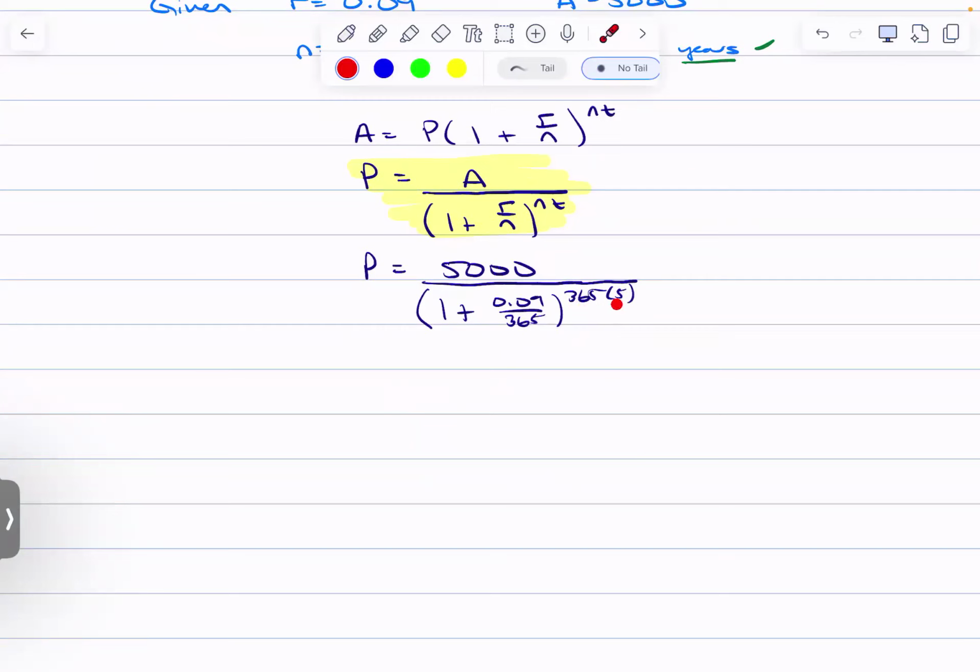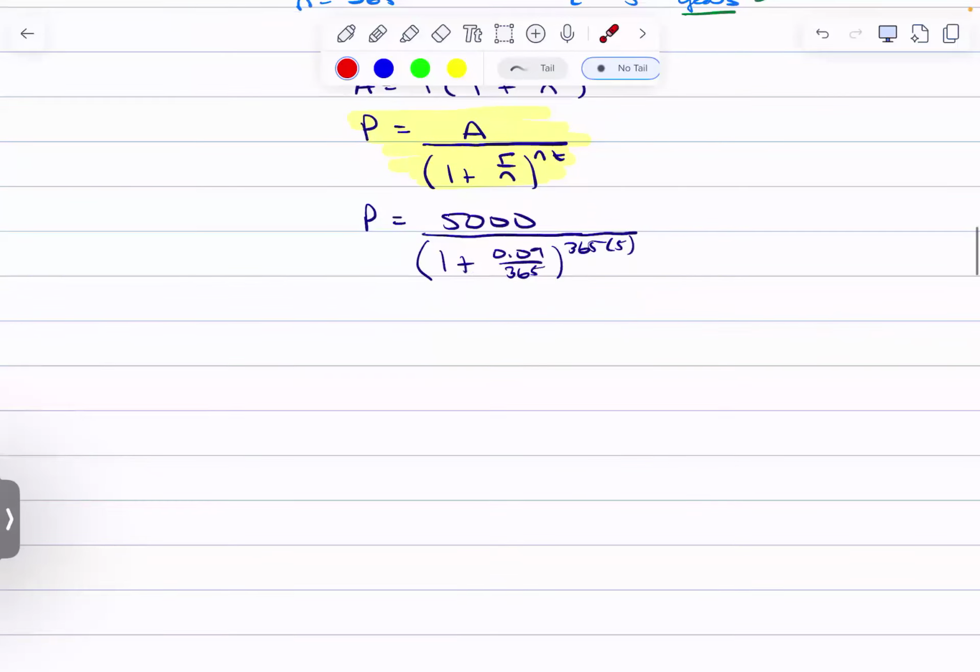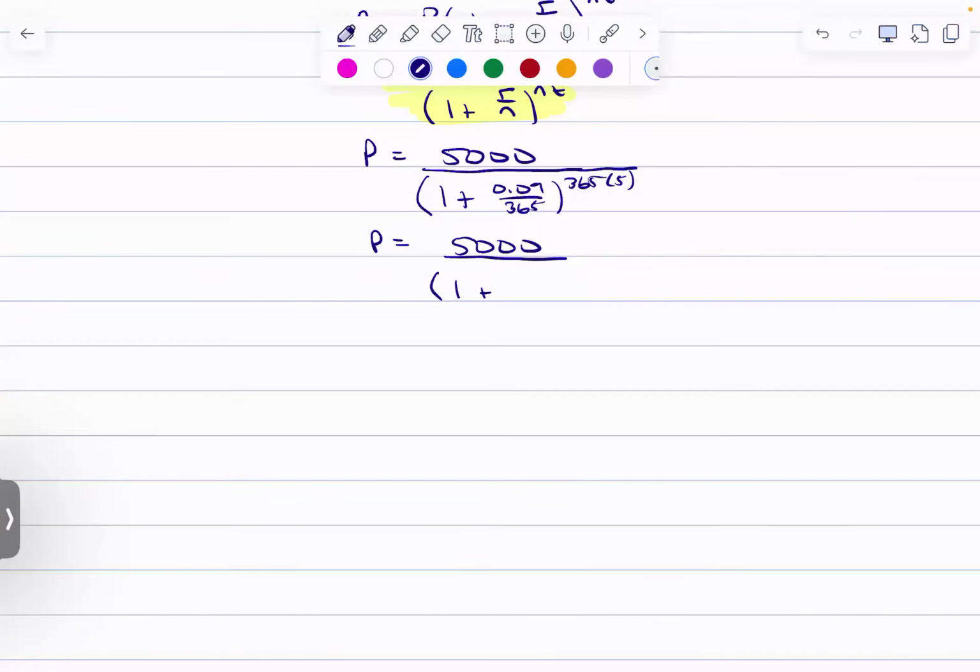Again, I would recommend that you simplify 365 times 5 just to get it to be a number, because then you can keep all your decimal places in your calculator without having to store them. And so if we start there, P is 5,000 divided by 1 plus 0.09 divided by 365. And 365 times 5 is 1,825 days.